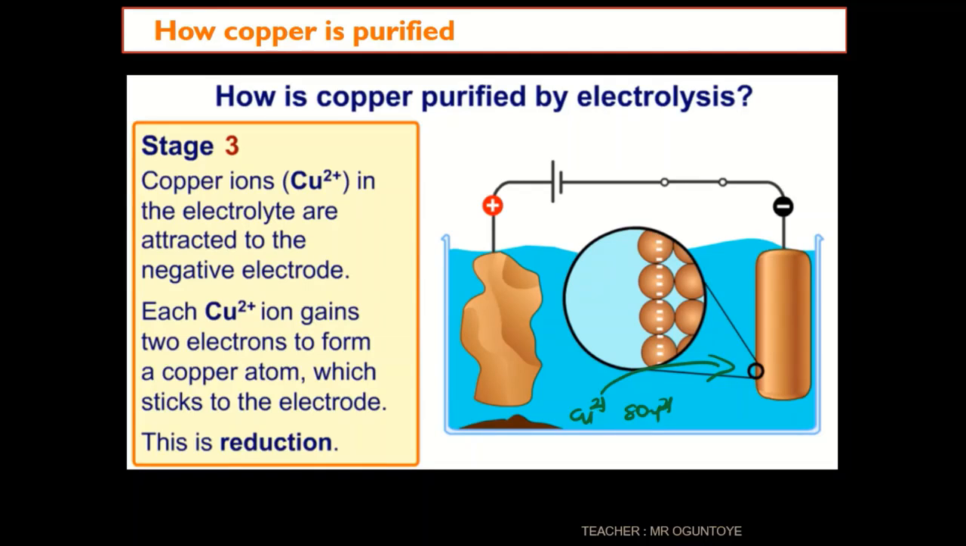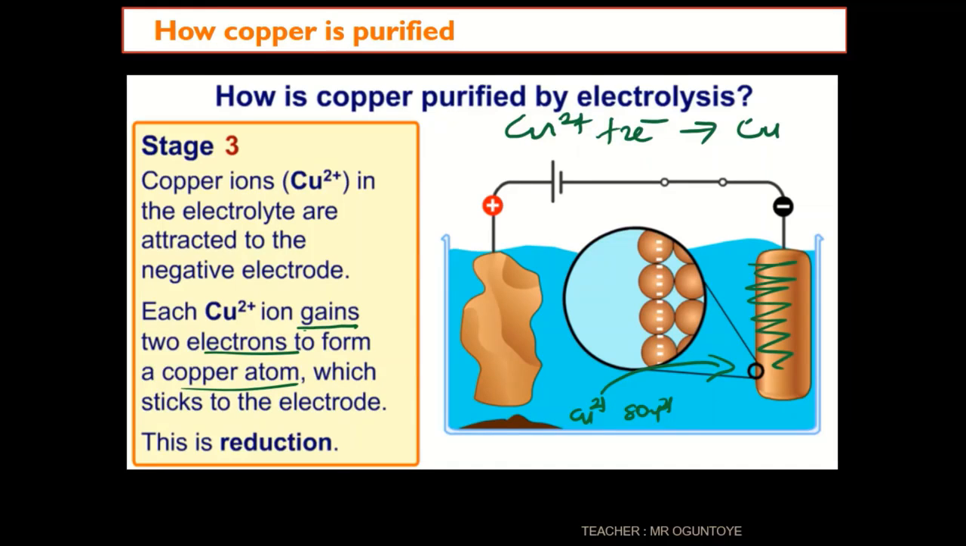Now when this copper gets to this cathode, what's it going to do at the cathode? It's going to gain electrons. So the copper gains electrons there and will be deposited as copper. The equation is very simple. Cu2 plus, okay, gains electrons and is deposited as copper. That's why this is getting bigger and bigger.